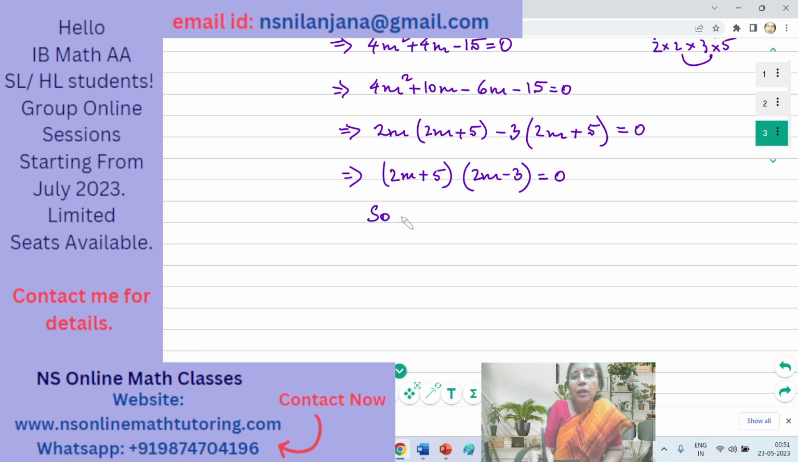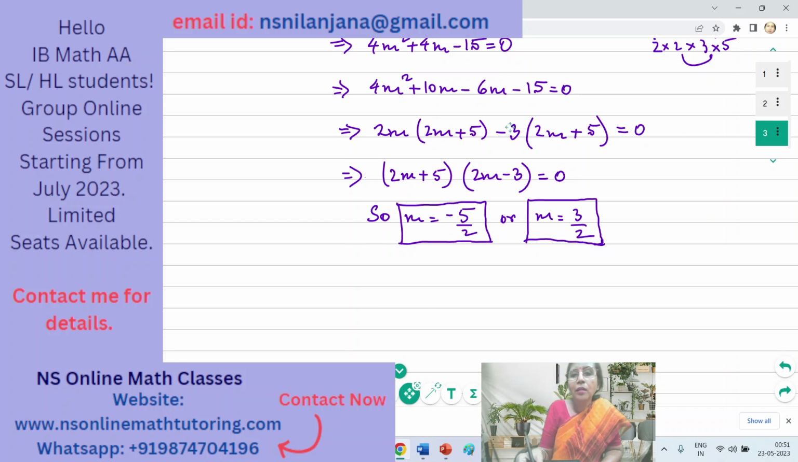So m is equal to either negative 5 over 2 or m is equal to 3 over 2. M is a rational number, they have said. So m is either equal to negative 5 over 2 or m is equal to 3 over 2. Okay? So we have completely solved this question number 12, and this was the last question of this paper.